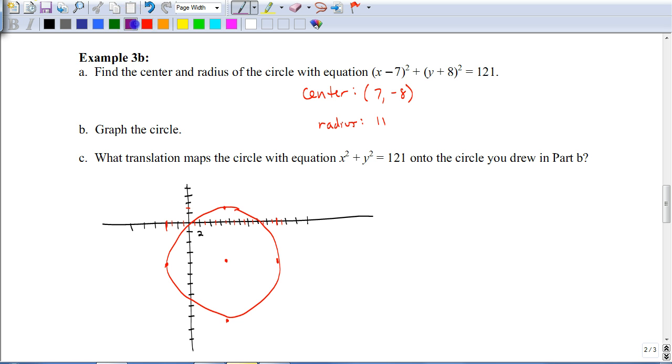And then for part C, when it says what translation would map the center at 0, 0 to the circle that we have here, well, you're going to move it to the right 7 units and move it down 8 units. So it'll be a translation of 7, negative 8 for part C.